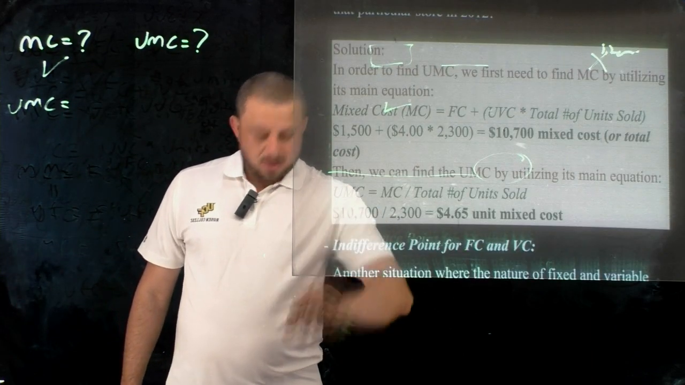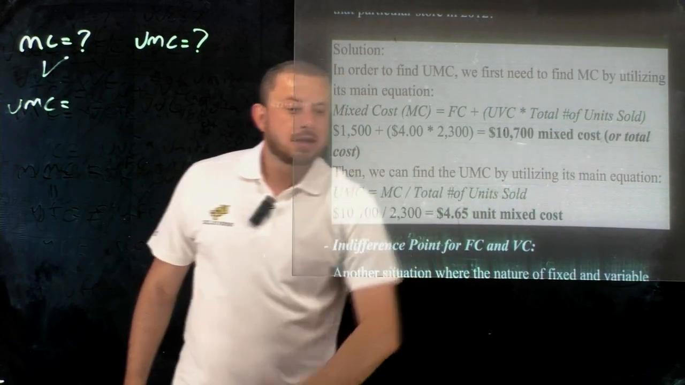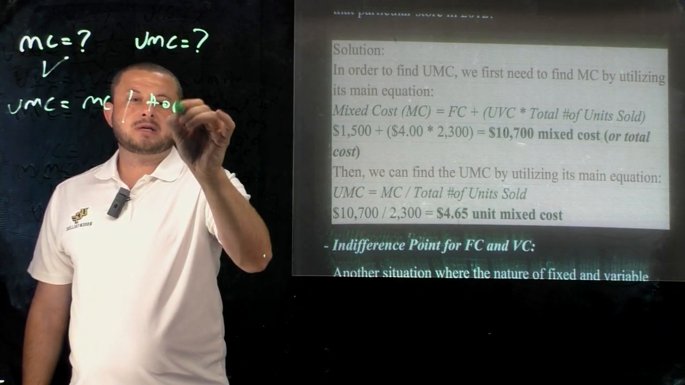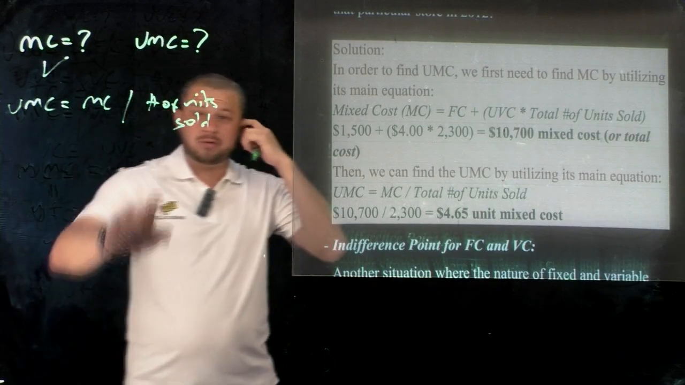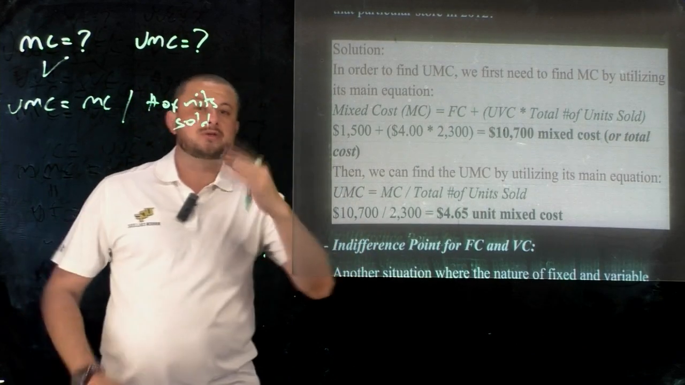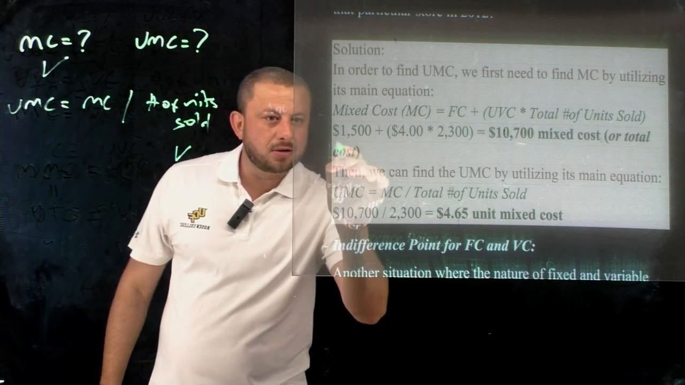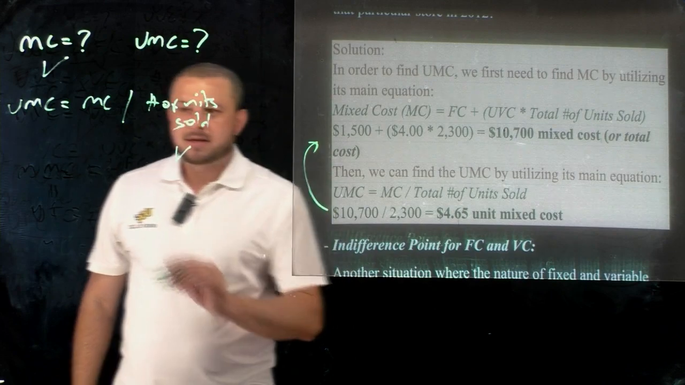Of course we do. MC over total number of units sold is the equation. Do I know total number of units sold given the question directly? Yes, of course, 2,300. Do I know MC? Yeah, I just calculated MC in the preceding analysis, correct? Yes, I know the MC.